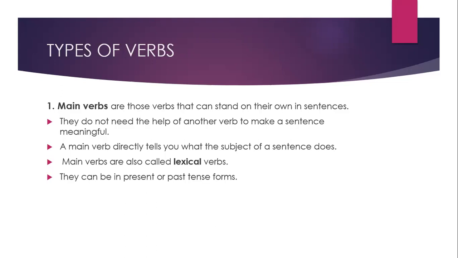Now let's talk about types of verbs. We have verbs we refer to as the main verbs. And these are verbs that can stand on their own in sentences. So main verbs do not need the help of any other verb to make a sentence meaningful. And the main verb also tells you what the subject of the sentence is.